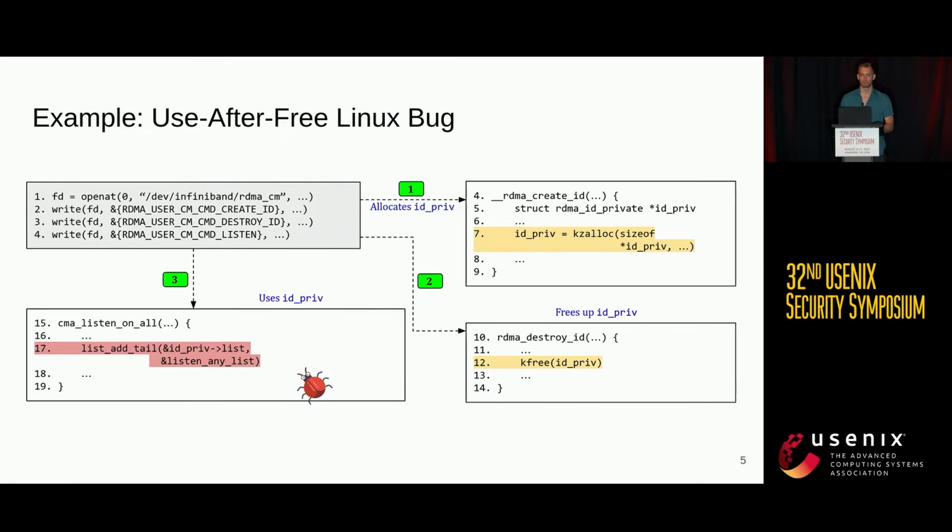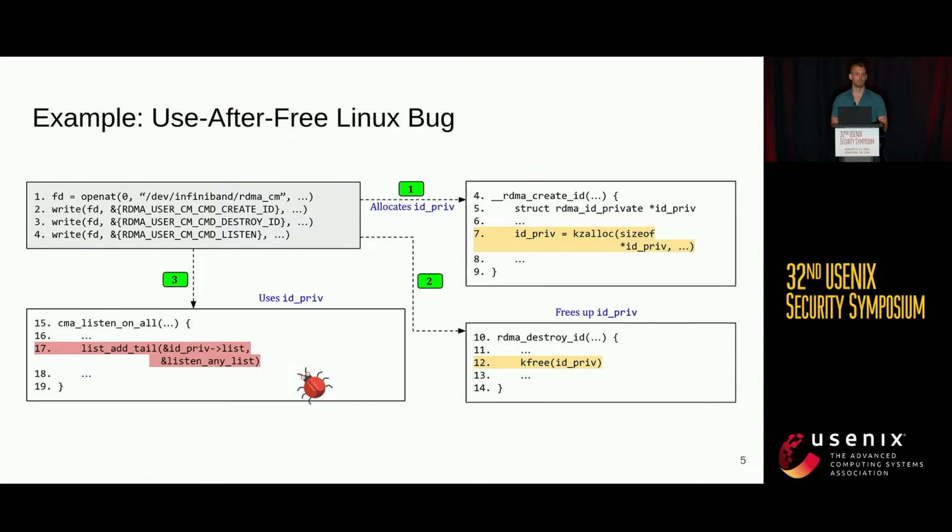We can also see this from a concrete bug in the Linux kernel. This use-after-free bug works as follows. We first allocate a file descriptor, and we then issue the create ID command, allocating an RDMA ID private struct. With the next command, destroy ID, we free this struct, and finally, with the listen command, the kernel tries to add some element to a list inside of the struct. This, of course, triggers the use-after-free. The problem here is that the pointer to the struct was not removed from a management structure.